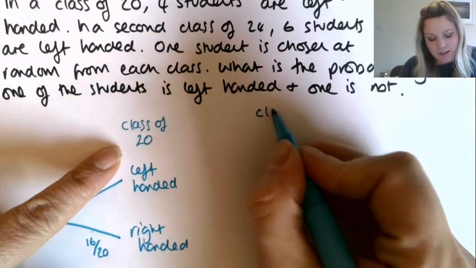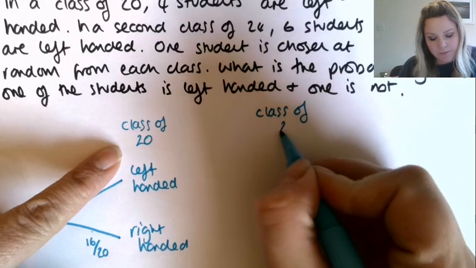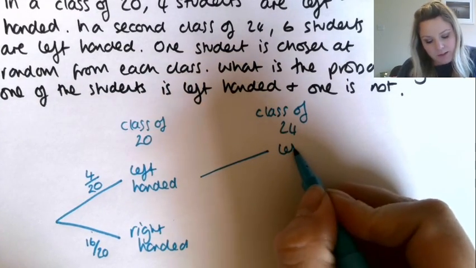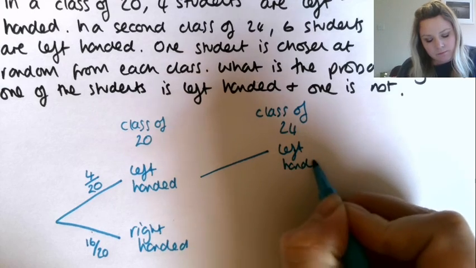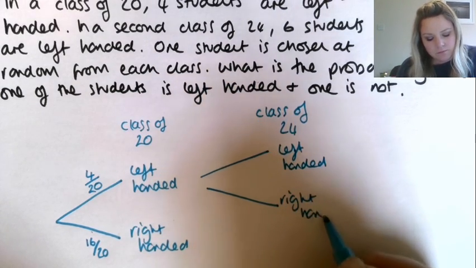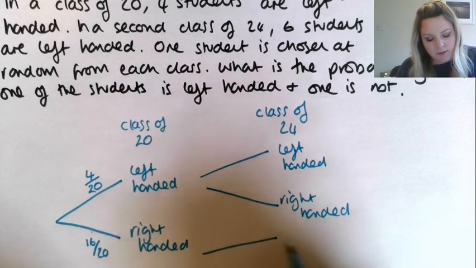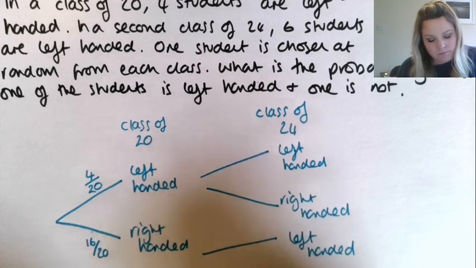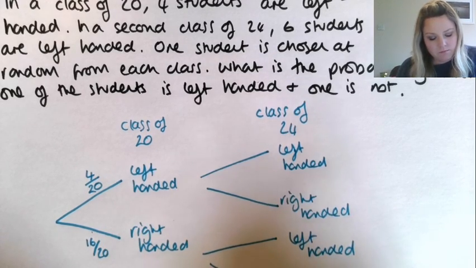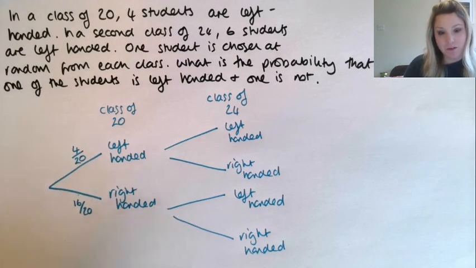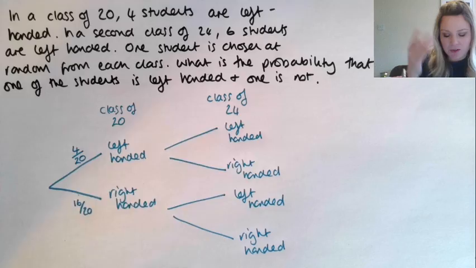For the class of 24, we're going to have the opportunity for someone to be left-handed and right-handed. And then the same again down here. Right, hopefully you can see it a little bit better now. So you're writing this down with me, and remember, pause if you need to.